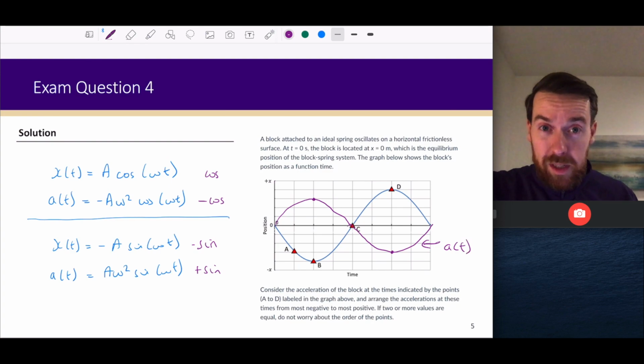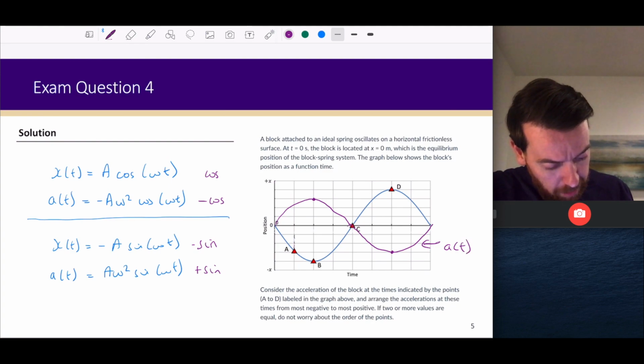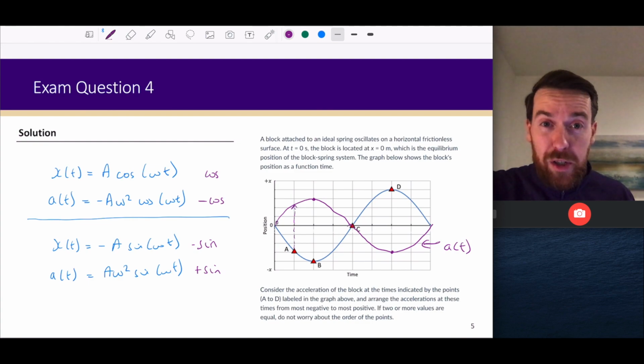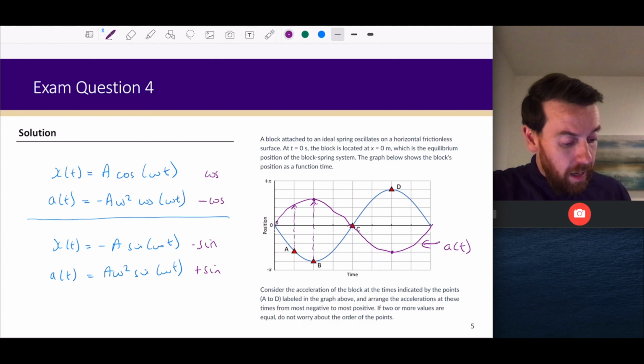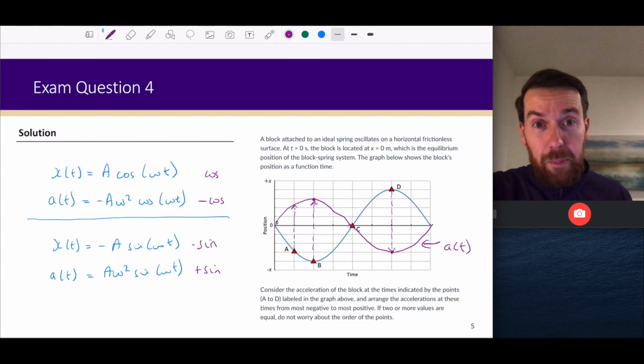We can then see that A matches to a positive acceleration that is not as positive as B, and C of course is 0, and then D tracks to the most negative acceleration. So D being most negative, C being 0, A being positive but not as positive as B. And the same type of analysis could be applied to the second version.